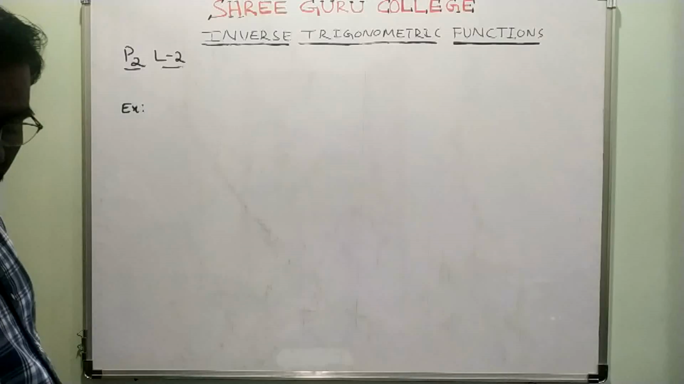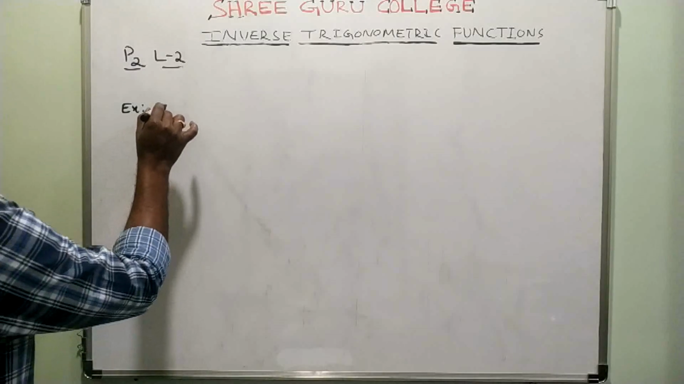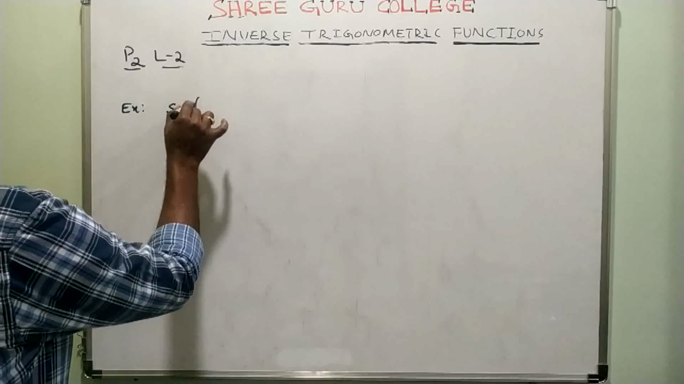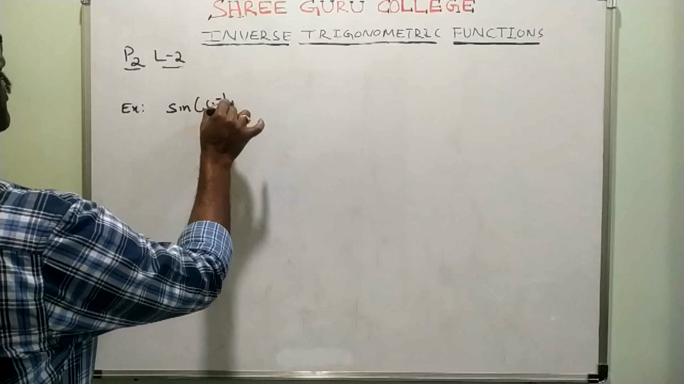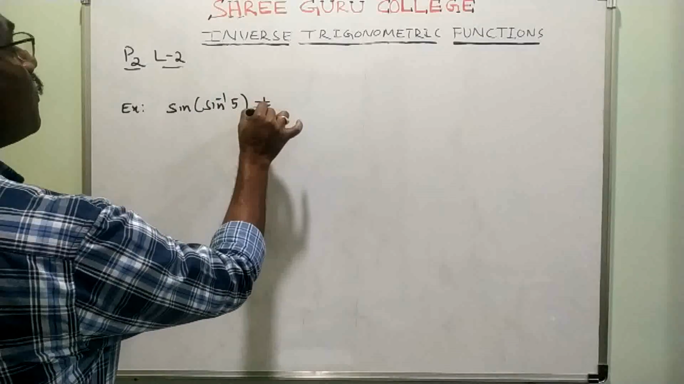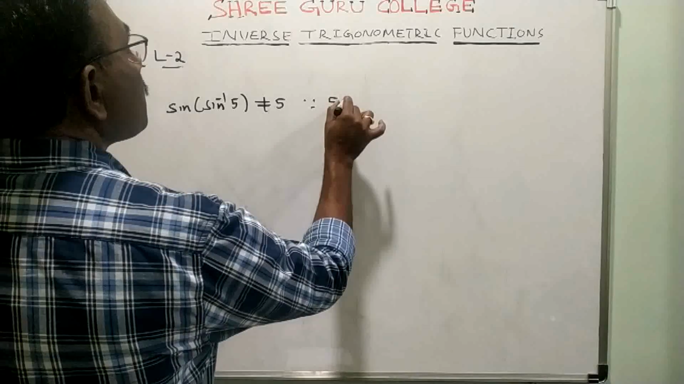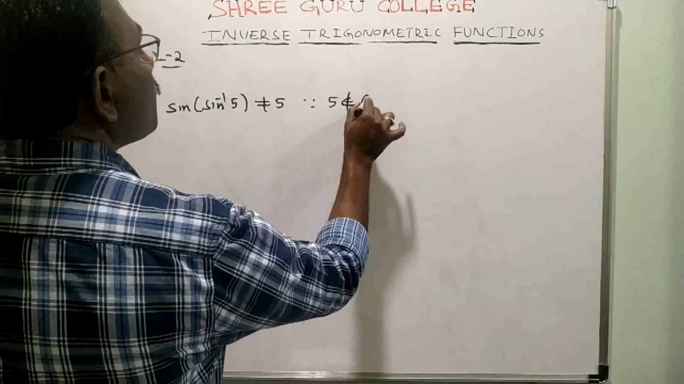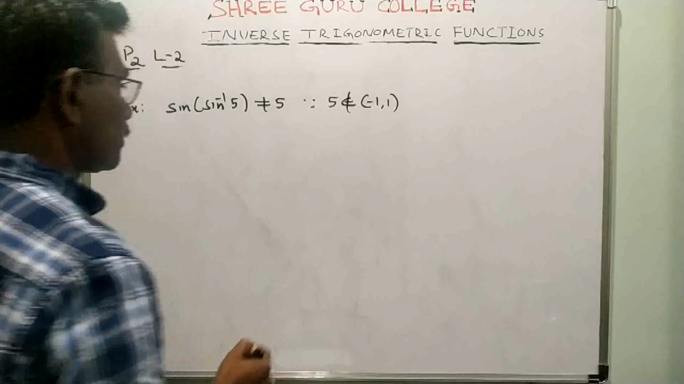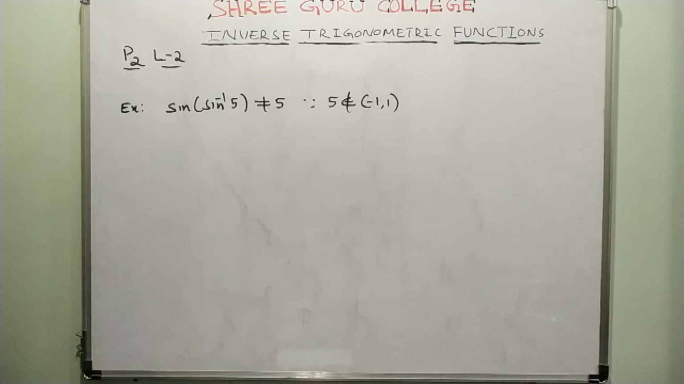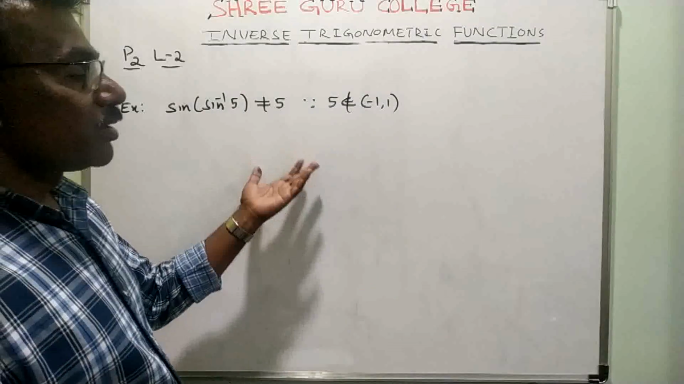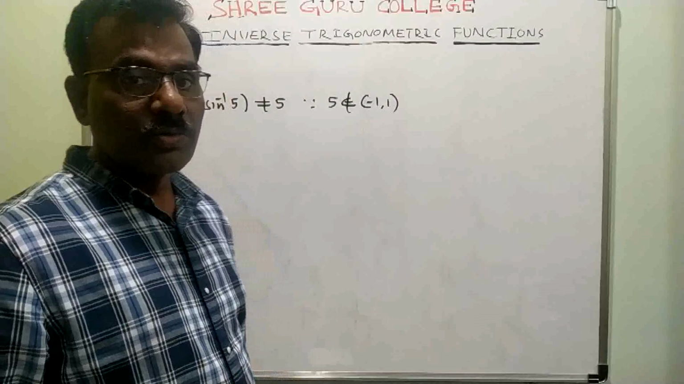For example, sin inverse of 5 is not equal to 5, because 5 does not belong to the interval minus 1 to plus 1.